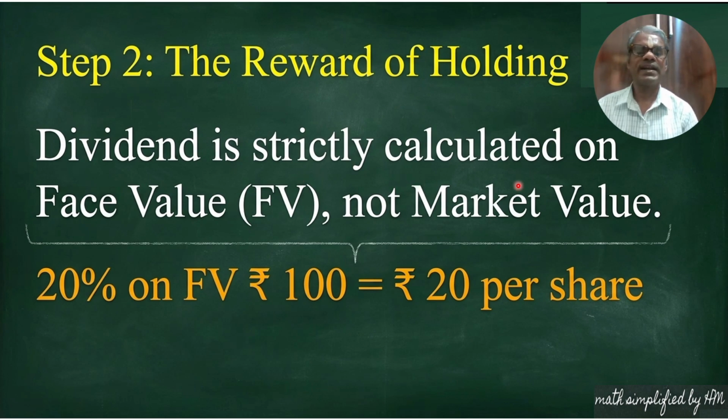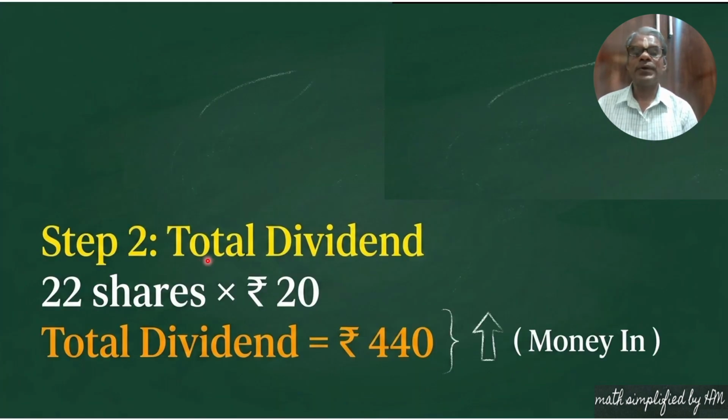Step 2: the reward of holding. Dividend is strictly calculated on face value, not on market value. Therefore, 20% on face value rupees 100 is equal to rupees 20 per share. Step 2 continued. Total dividend: 22 shares into rupees 20 gives us total dividend is equal to rupees 440. That is, money comes in.